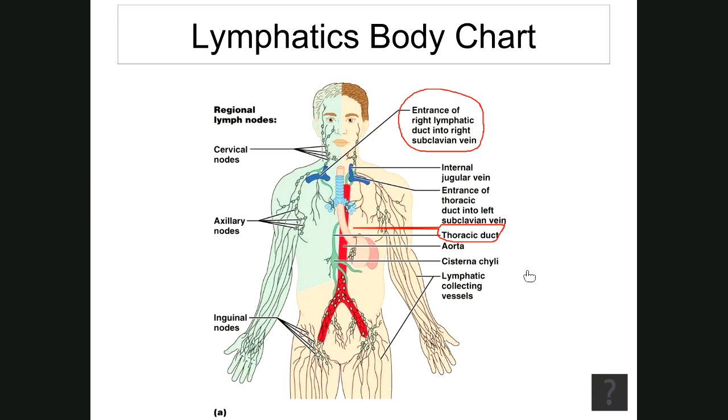And you can see that the lymphatic nodes are all over the place. Deep lymphatics, larger lymphatics, are located in the skeletal muscle and other organs of the neck, limbs, trunk, and visceral organs.